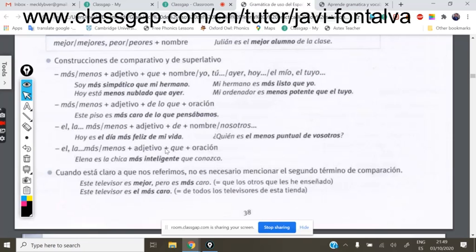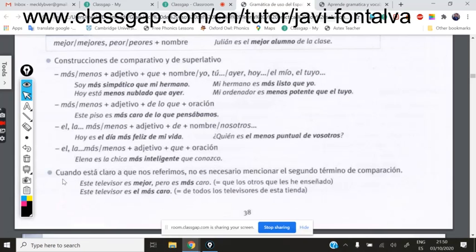And okay, with the superlative, we had de. So, for example, I am the richest man in the world. So you say, soy el hombre más rico del mundo. Right? However, again, if you have a full sentence or a verb, instead of saying de, you're going to say que. So, for example, Elena es la chica más inteligente que conozco.